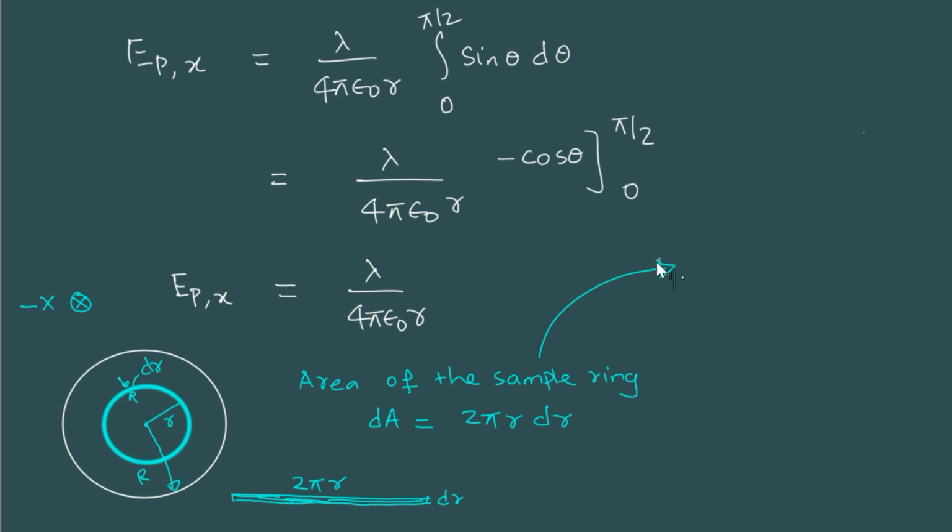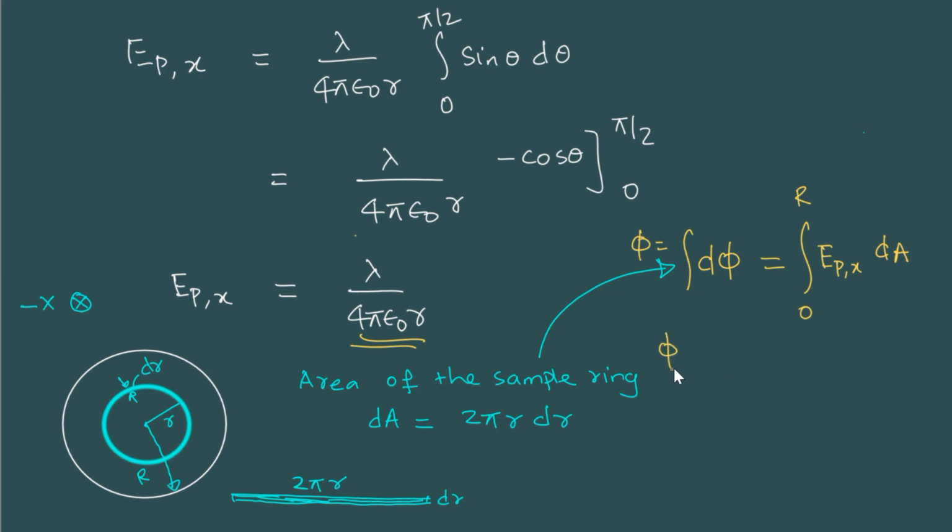Through the sample ring, the flux, which we will write as d phi, will be simply this electric field, whatever we got, multiplied by area. We are taking the electric field and multiplying by area. Now if I want the overall flux, I will have to integrate this, right? So I will have to integrate from 0 to capital R.